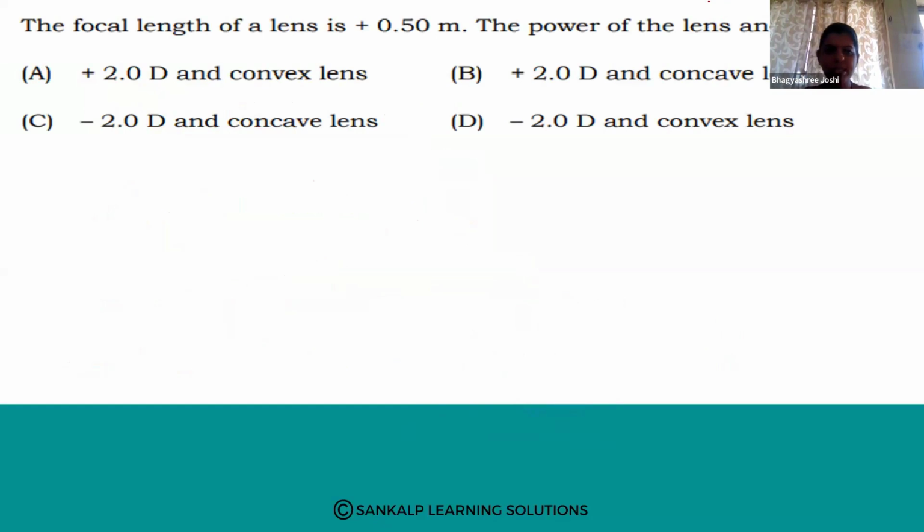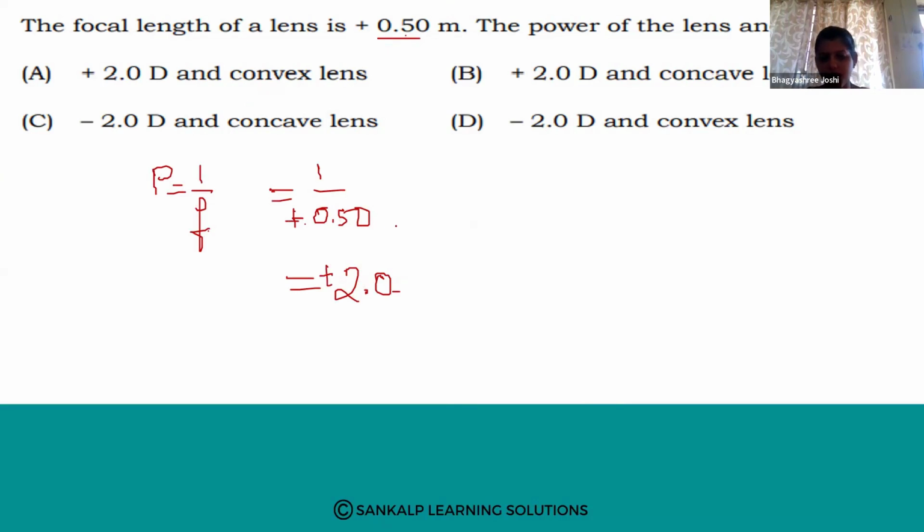Next, we'll solve some multiple choice questions. The focal length of a lens is 0.50 meter. The power of the lens and type are? So power of the lens P is equal to 1 divided by F. Focal length they have given, that is 0.50. So 1 divided by 0.50 is 2.0. Here plus 0.50 is there, therefore it is plus 2.0.